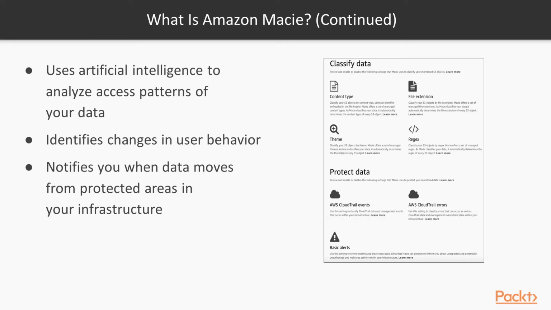So Macie is set up to discover many different content types, and it classifies your data, and it automatically determines the content type of every S3 object within your buckets. It defines themes for your data. It protects your data by using CloudTrail events and CloudTrail errors, and it gives you alerts, as we said, based on the access patterns of your data and changes in behavior of your users.